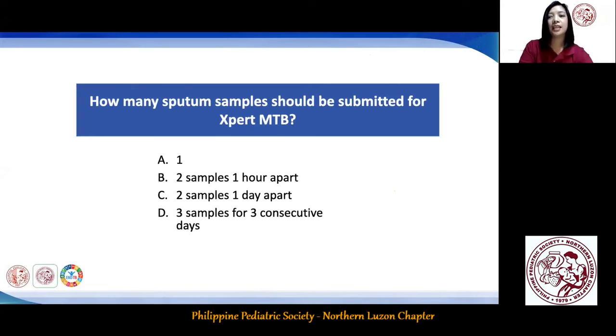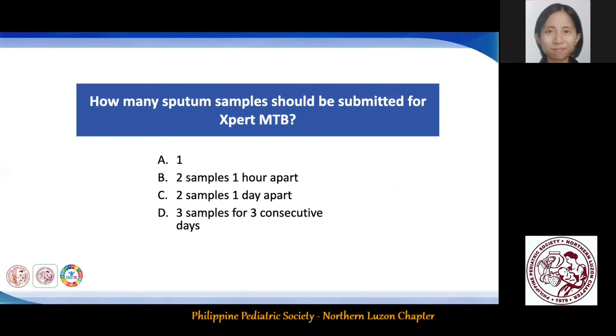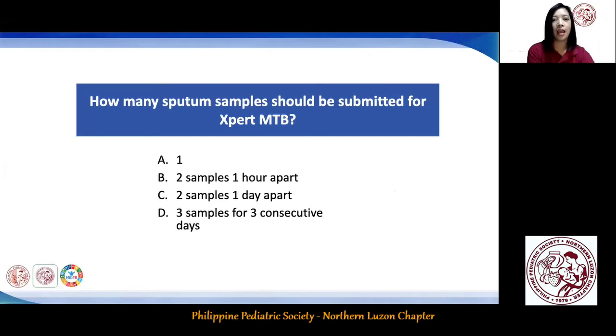The next question. How many sputum samples should be submitted for expert TB? The choices are letter A, 1; letter B, 2 samples 1 hour apart; letter C, 2 samples 1 day apart; or letter D, 3 samples for 3 consecutive days. The timer starts now. 5, 4, 3, 2, 1. Let us see the results.